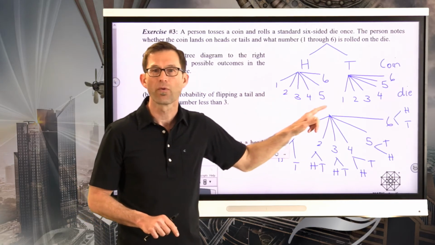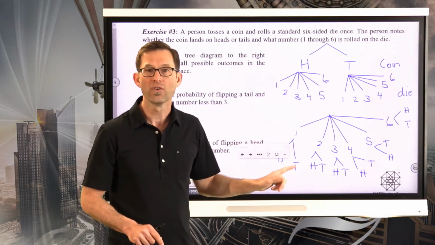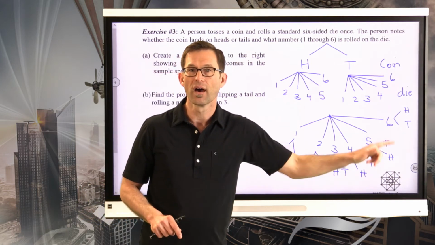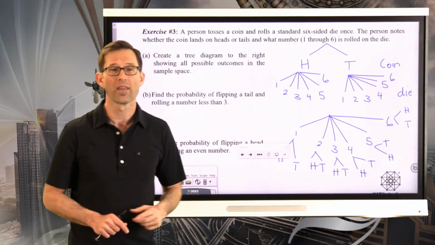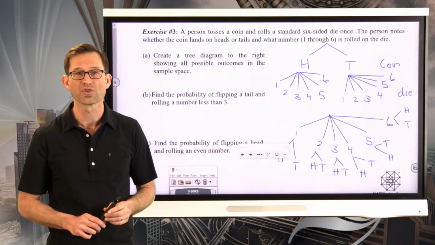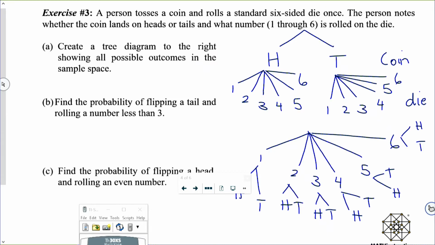So 1, 2, 3, 4, 5, 6, 7, 8, 9, 10, 11, 12, or 1, 2, 3, 4, 5, 6, 7, 8, 9, 10, 11, 12. There's 12 total outcomes, which now allows us to start to answer probability questions. Let's take a look at letter B. Find the probability of flipping a tail and rolling a number less than 3.